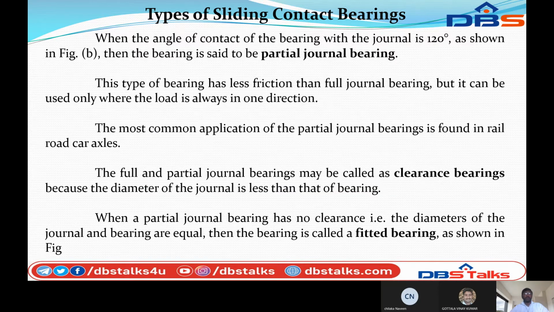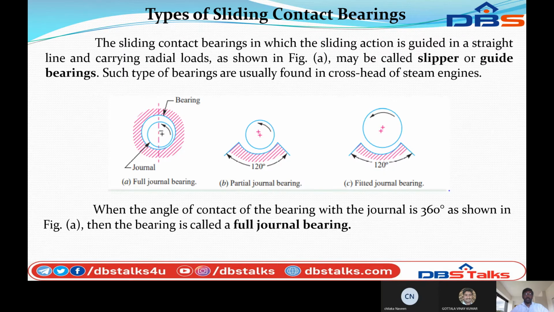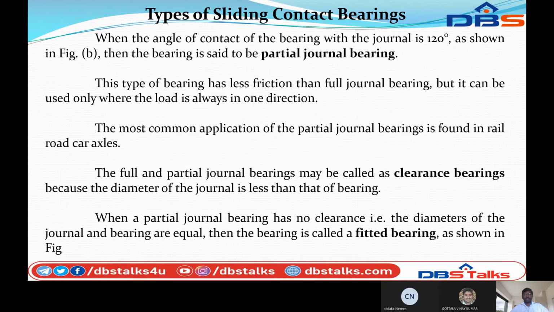Next, when the angle of contact of the bearing with the journal is 120 degrees, as shown in figure B, this bearing is said to be a partial journal bearing. You can see in the figure, this is the partial journal bearing. The angle of contact between the bearing and the journal is 120 degrees. The journal rotates in the anti-clockwise direction. This type of bearing is called a partial journal bearing.